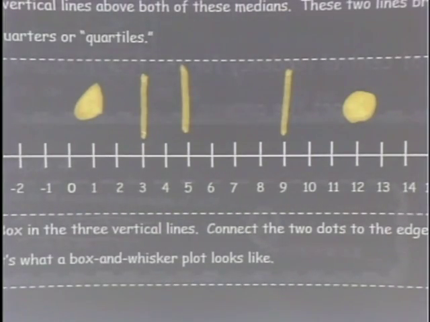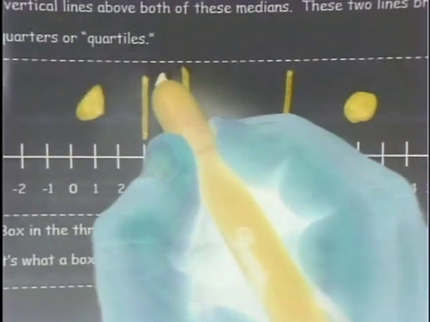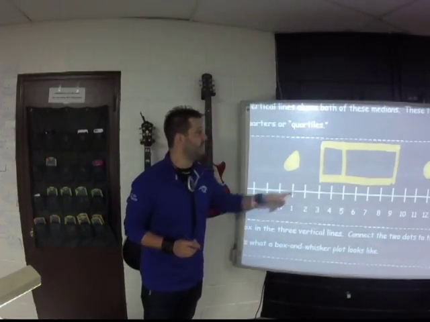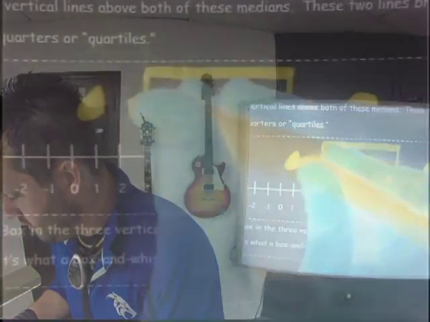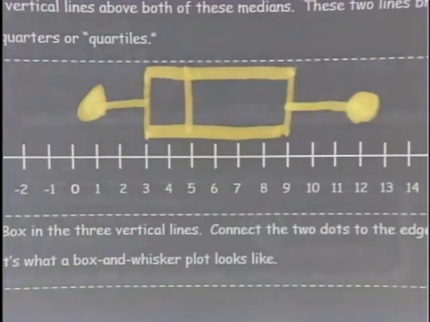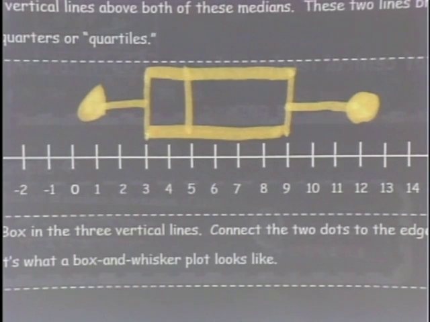Now to finish this box and whisker plot, what we are going to do is make a box out of these 3 lines. So you're just going to box it in like that. There's a box. And then you connect these dots, and that is called whiskers. Like that. So there's your box, and there's your whiskers.